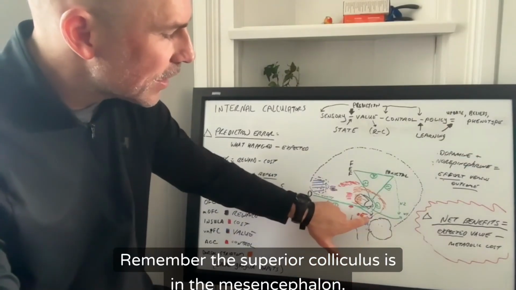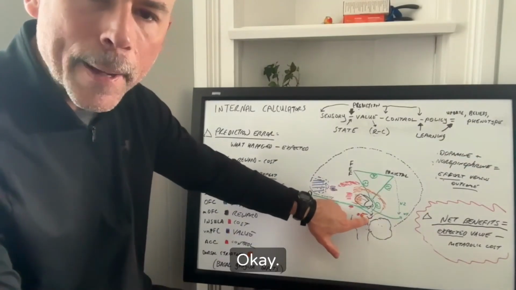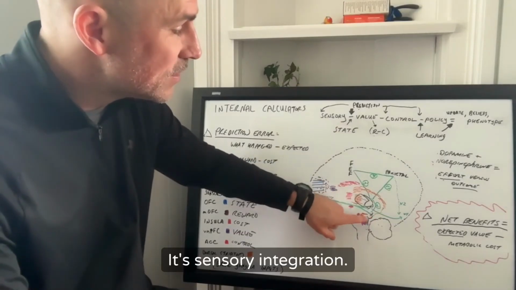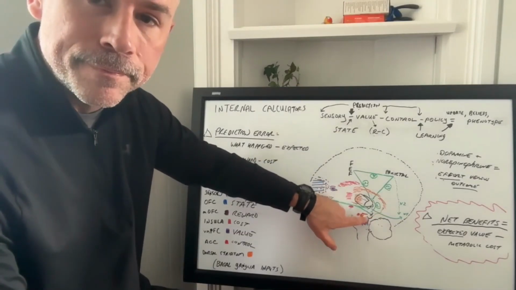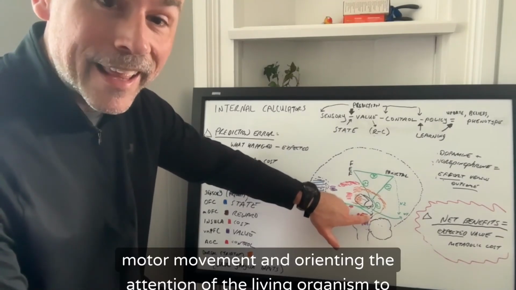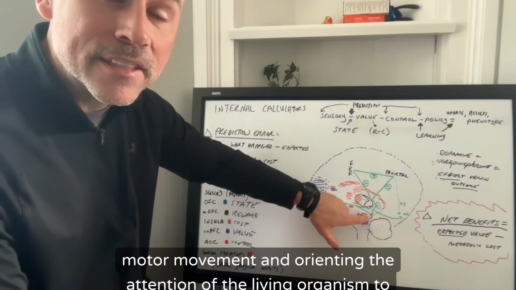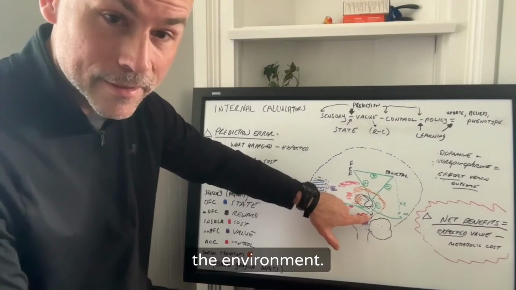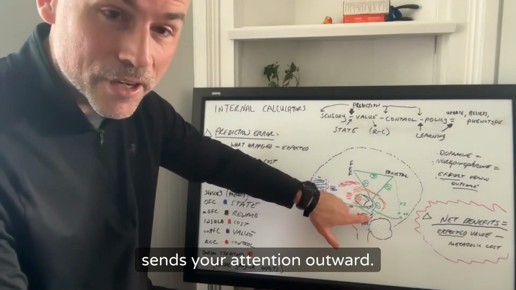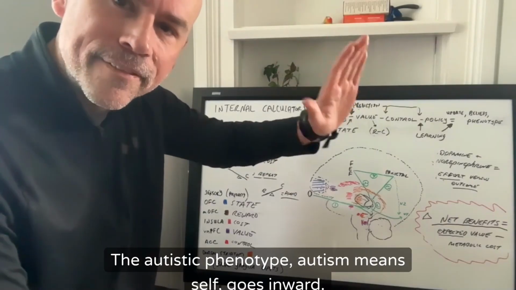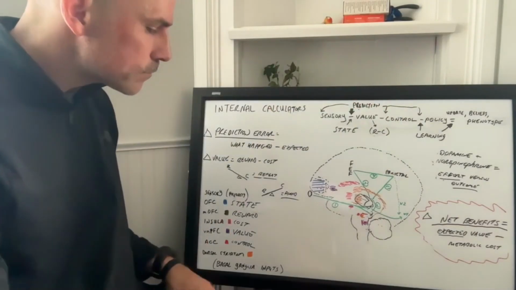Remember, the superior colliculus is in the mesencephalon. The mesencephalon has three main roles: sensory integration, motor movement, and orienting the attention of the living organism to the environment. Send your attention outward. The autistic phenotype, autism meaning self, goes inward.